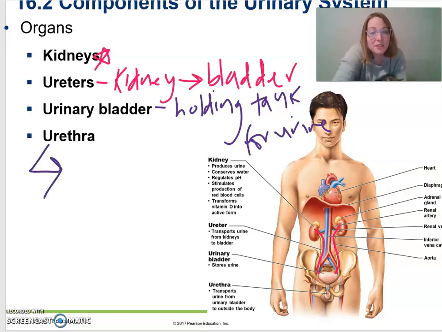And then we've got the urethra. So this is going to be the tube from our bladder out. And males' urethras are going to be long and curved. Females are going to be very short.